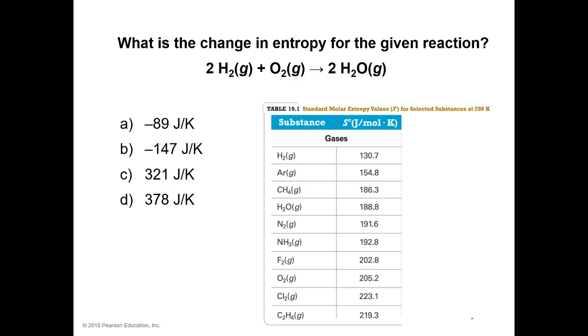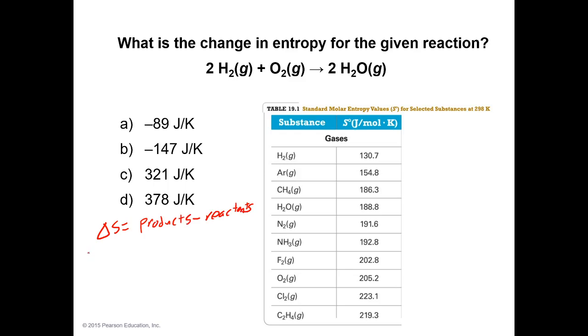So now, here's a second example where we actually want to calculate delta S, the change in entropy. So I'd like you to pause this here and give it a try. Okay, so let's look at how this would work. Our delta S is equal to our products minus our reactants. So we've got to calculate both of them.